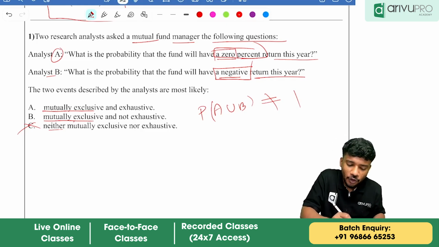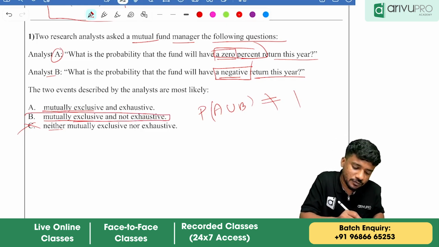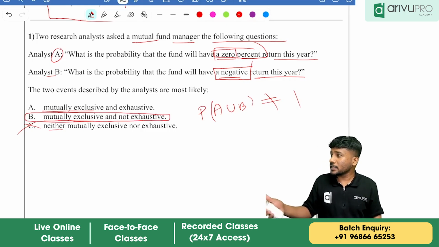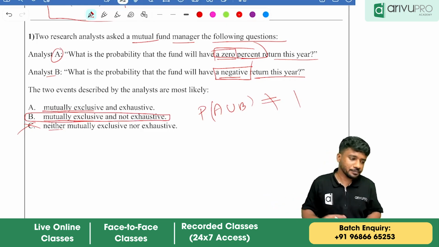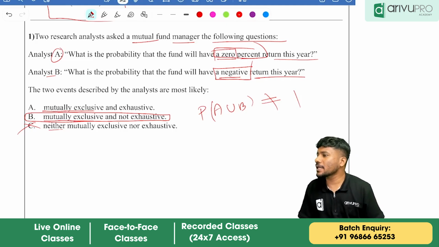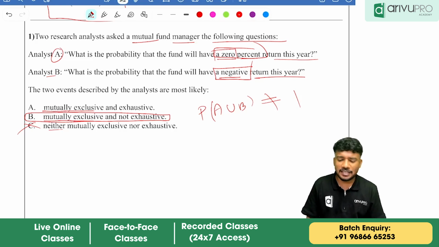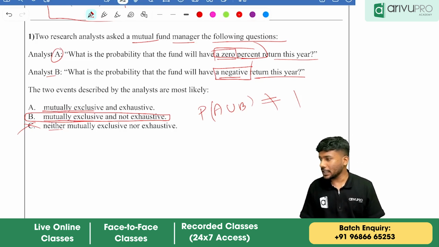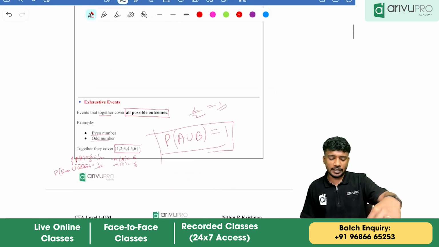So it is not exhaustive. Yes, Sheikh, understood this. Why is it not exhaustive? You got it? Since it does not cover data containing returns greater than 0%, we can say that it is not exhaustive. Okay, yes. With this, I'll take you to the next one.